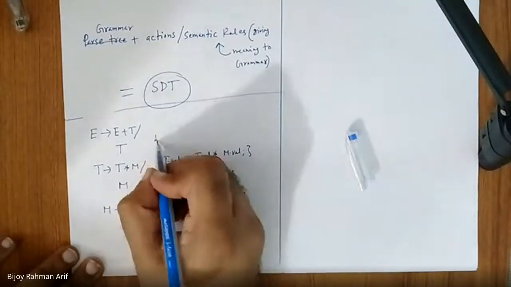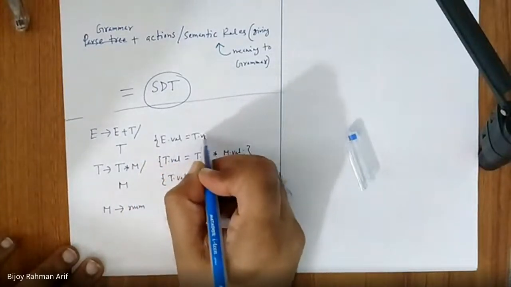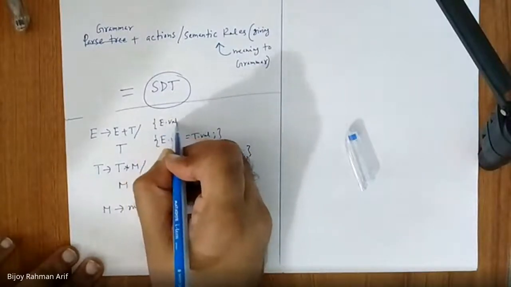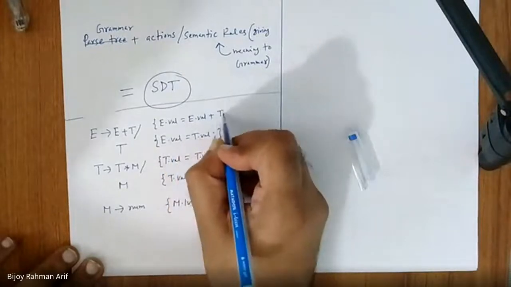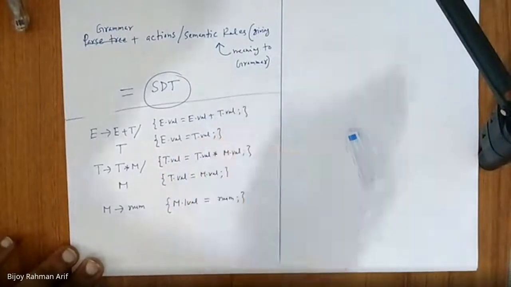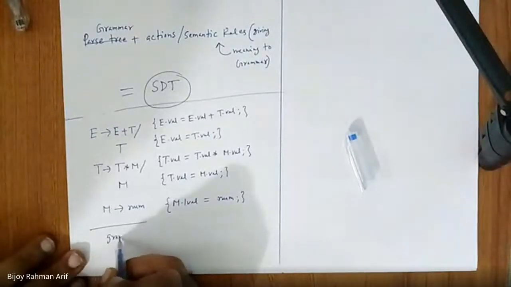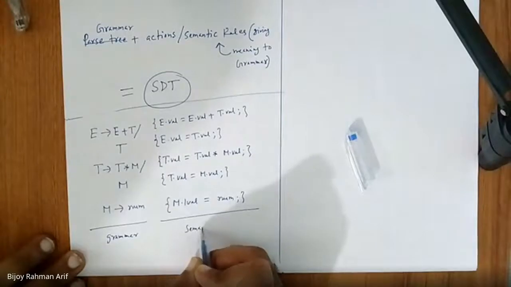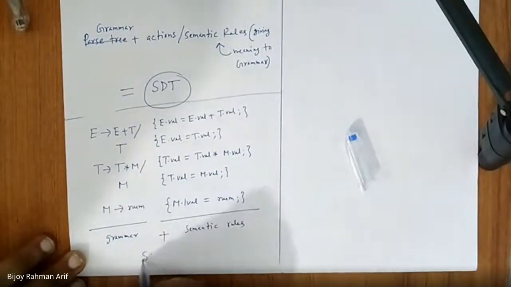Now, what is the action here? E.val is equal to T.val. And what is the action here? E.val is equal to E.val plus T.val. So this is the grammar part. This is the semantic rules. Together, it is called SDT.